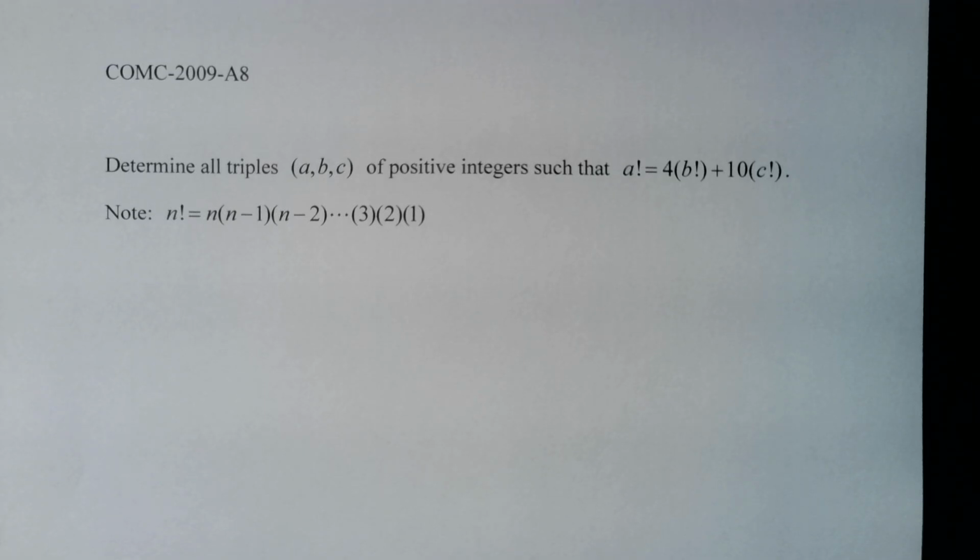So, determine all triples a, b, c of positive integers such that a factorial is equal to 4 times b factorial plus 10 times c factorial, where n factorial is just all of the numbers smaller than n, with n included, multiplied together. So for example, 5 factorial will just be 5 times 4 times 3 times 2 times 1.